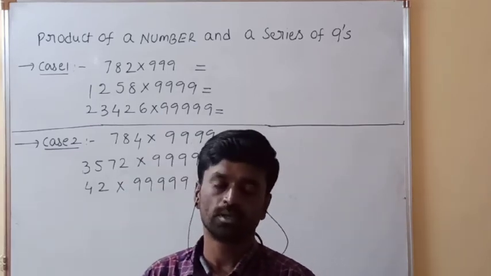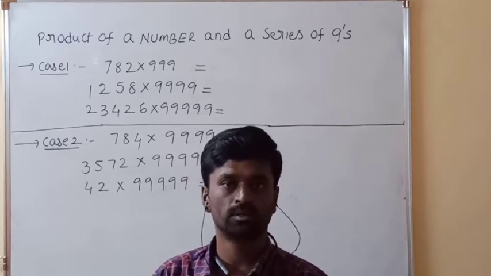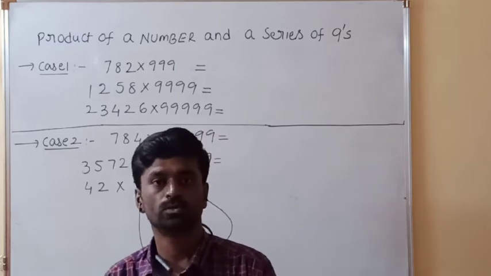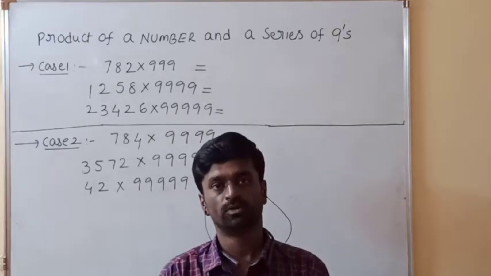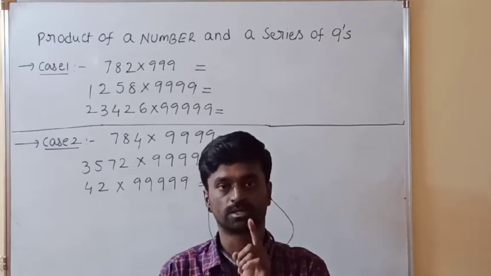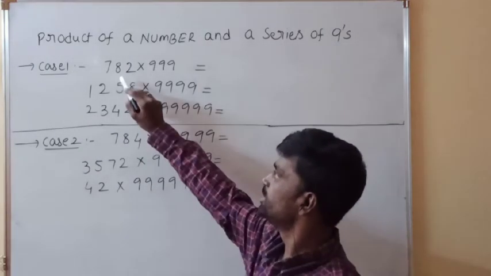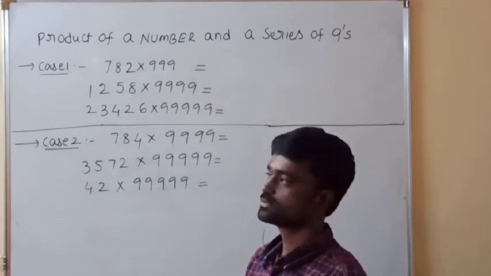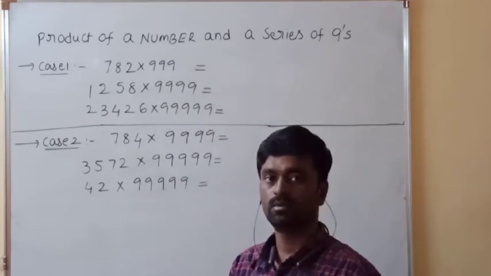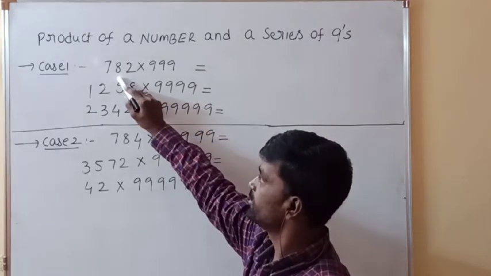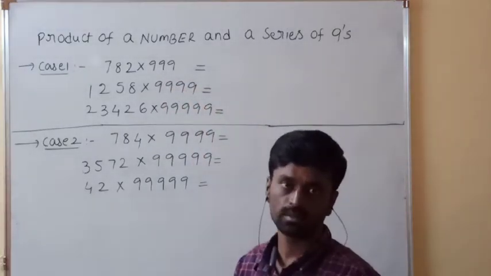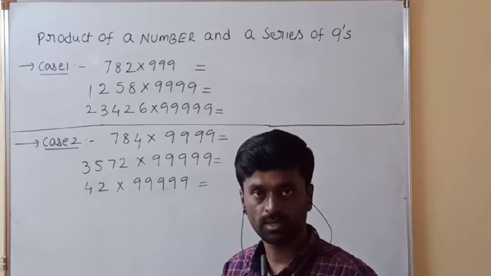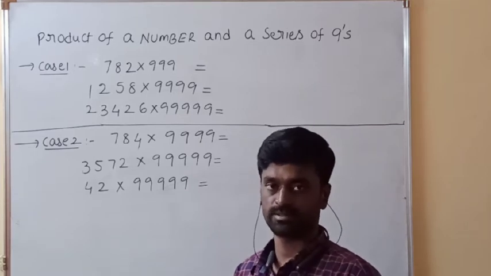Today I am going to explain how to find the product of a number and a series of nines. In this kind of problem we get three cases. First case: the number of digits in the given number is the same as the number of nines. If you observe the first three examples, the number of digits and the number of nines are the same. Like a 2-digit number into 99, a 3-digit number into 999, etc.